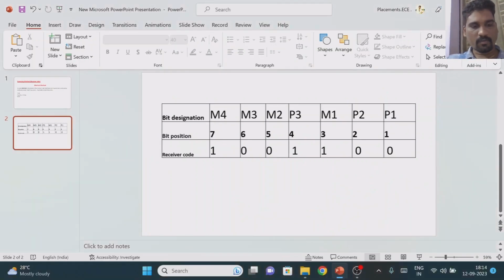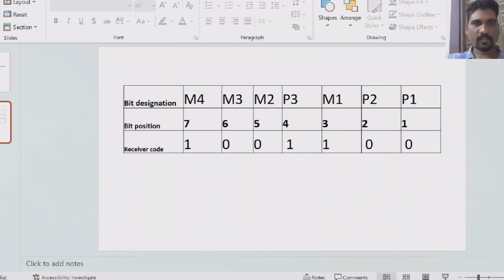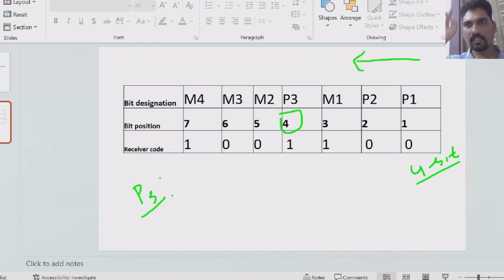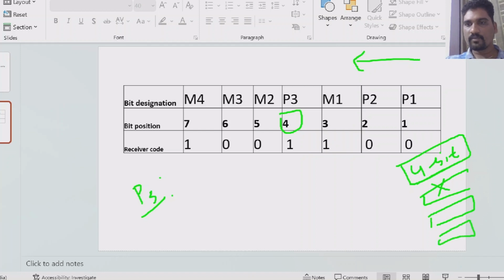Now how do we find the answer for P3? We need to find the solution for P3. Now try to understand, which location do we have? Fourth location. Fourth location means at a time how many bits do we need to consider? 4 bits. We consider 4 bits, then skip 4 bits, again consider 4 bits, again skip 4 bits, like this.